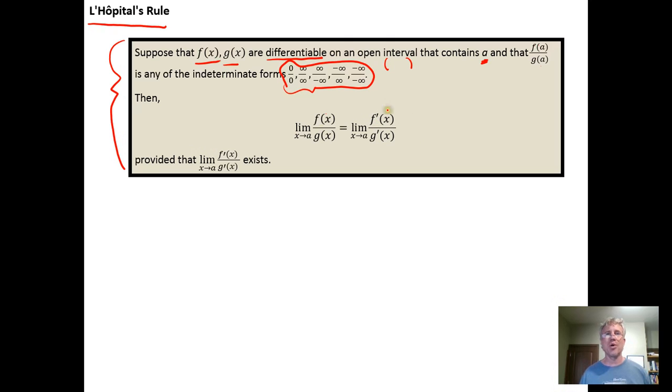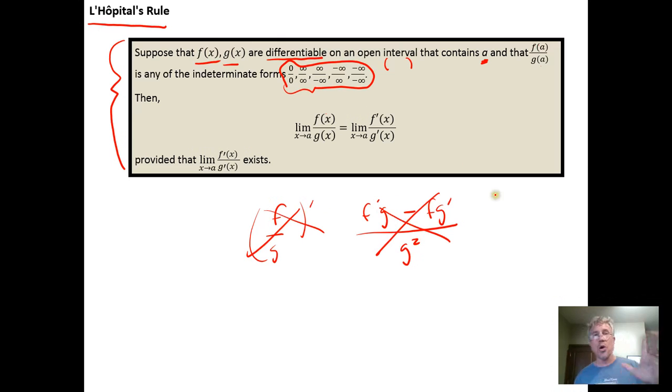The only other thing I would comment on about this is, notice we're not taking the quotient rule. This isn't the quotient rule, right? We're not doing f over g and then taking the derivative of f over g and getting the derivative of the numerator times the denominator minus the numerator times the derivative of the denominator, over the square of the denominator. It's not the quotient rule. This is just saying, hey, just take the derivative of f, take the derivative of g, get that ratio, and the idea is this ratio might be a ratio for which you can find the limit more easily than you can find the limit for the original ratio. So that's the idea behind L'Hopital's rule.